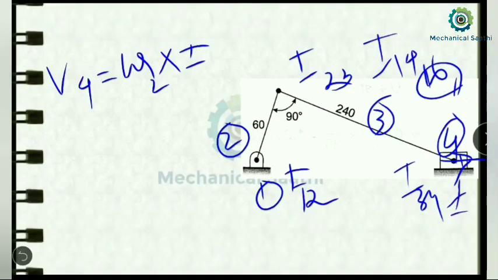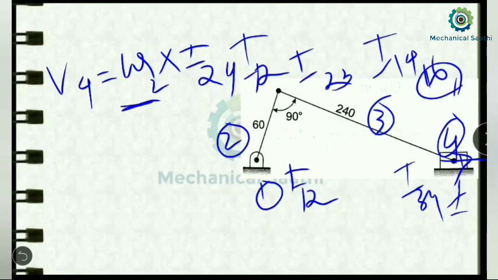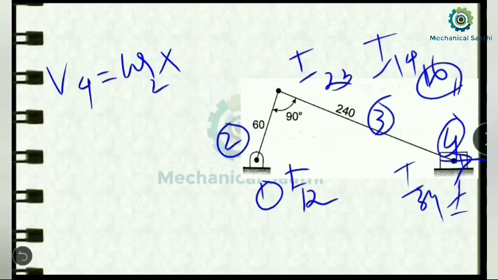The common instantaneous center between these two links is I24, and we need to calculate the distance between the instantaneous centers I24 and I12. Omega 2 is already given over here. So if we can find this distance, then we can calculate the value of v4. For that reason, we need to locate I24 first.